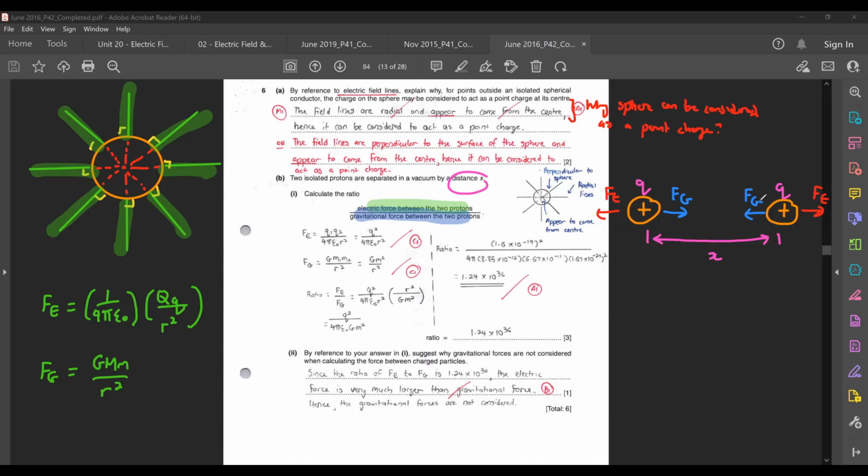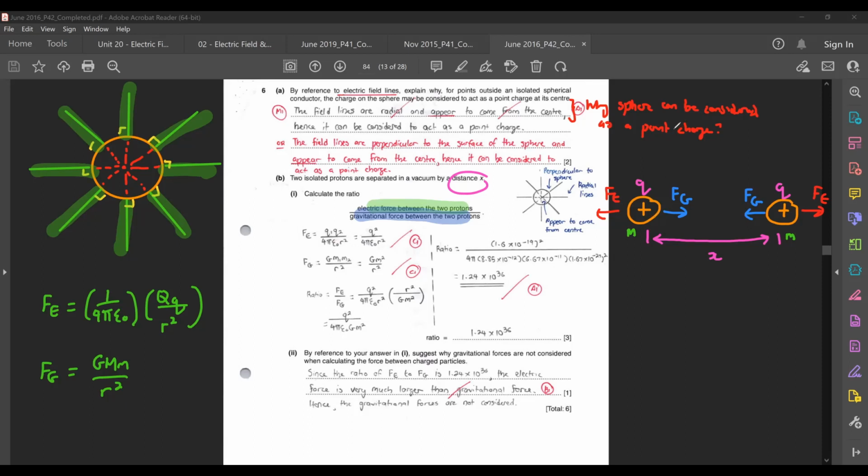Again, for the masses, you don't need to write big M or small m here because they are two similar objects. They're both protons. You can just assume that the masses are the same. So this one is just m, and this is also just m, to make your analysis simpler.